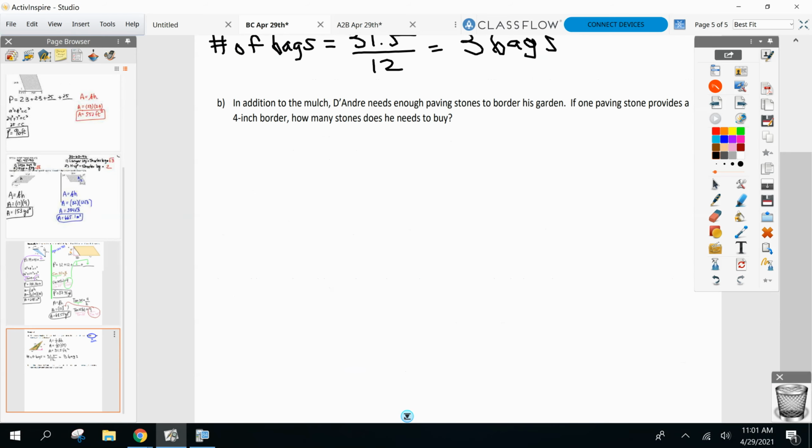Oh, now he's going to border his garden. That's cute. Now what do I need? Not the area. Perimeter time if I'm going to border it. And yeah, you're welcome. I gave you everything you need, right? What was it again? 23, 7, and 15. So his perimeter is going to be 45 feet.